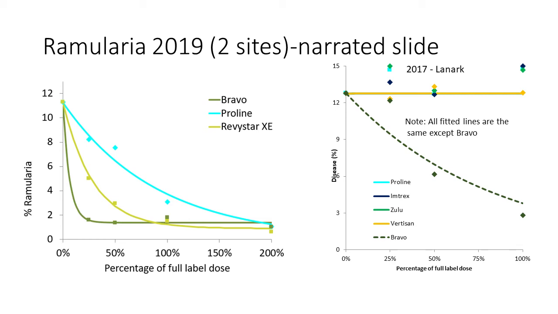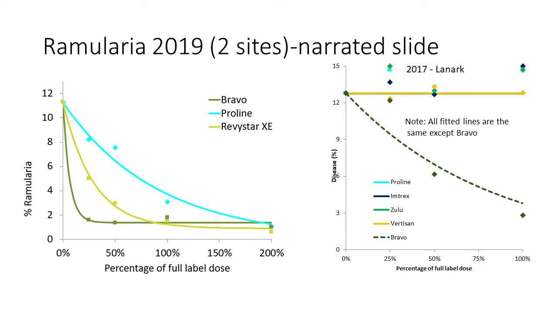There is a new azole produced by BASF called Revistar, and you can see that also has some good activity against Ramularia. The blue line you can see on that graph is Proline, prothioconazole. You can see it does have some activity in 2019, but is not up to the levels of the other two fungicides.